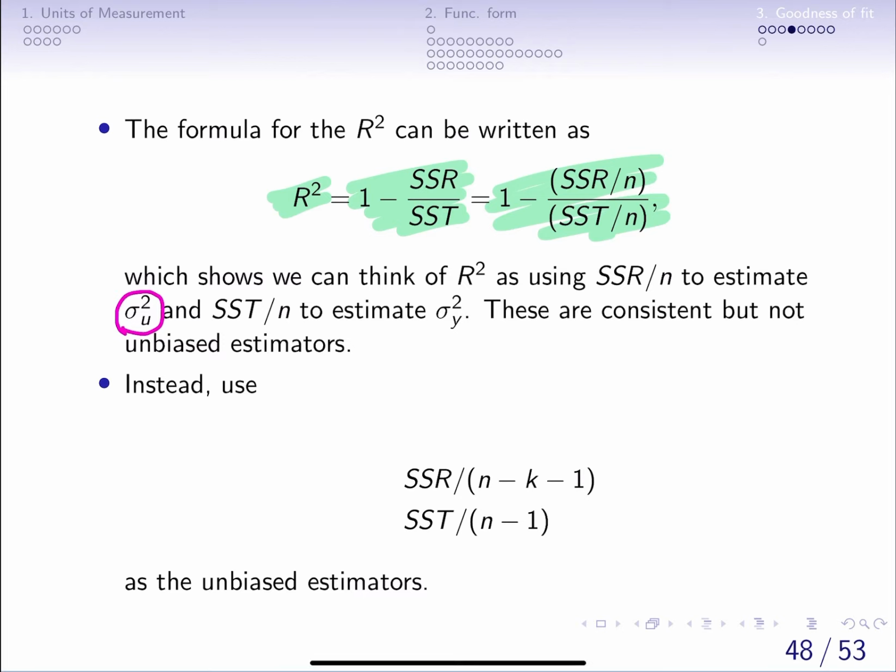When we calculate the sum of squared residuals, we are essentially using sigma hat squared u. While these are consistent estimators, they are not unbiased estimators of the variance of u. So instead, we use something to make these unbiased. In the numerator, instead of n, we are going to have n minus k minus 1 degrees of freedom. And in the denominator, we would have n minus 1 degrees of freedom instead of n.